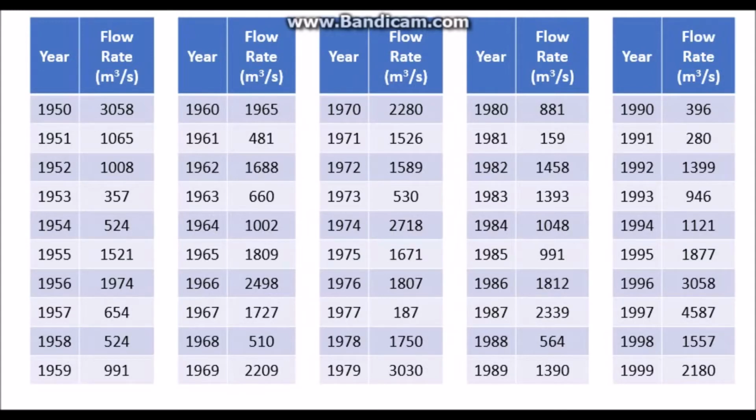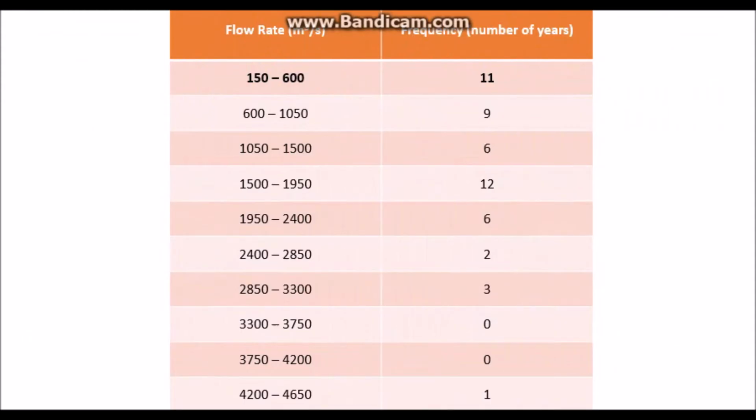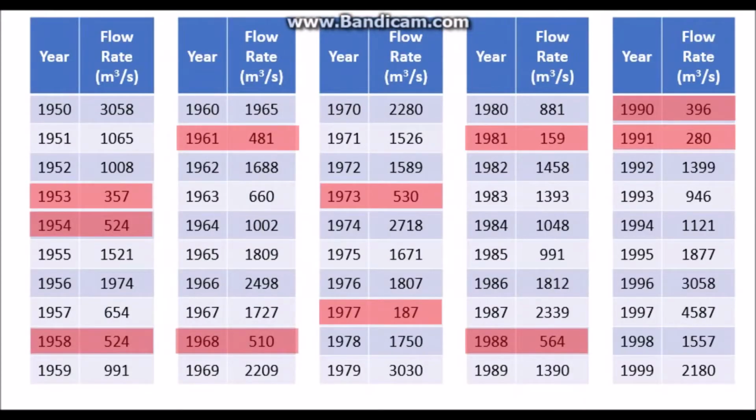So first, I'm going to highlight a set of data that I've selected to be a part of a decent interval, and you're going to see them highlighted in red over here. And if you count them, so from 1953, 54, 58, 61, 68, 73, 77, 81, 88, 90, and 91. If you count them, there's 11 of them in total, and they fit into my interval, so I'm going to show you a table here that I'm tallying them in. From a flow rate of 150 to 600, there were 11 of them. So let's flash back to that real quick so you can see it. Those are all between 150 and 600 meters cubed per second.